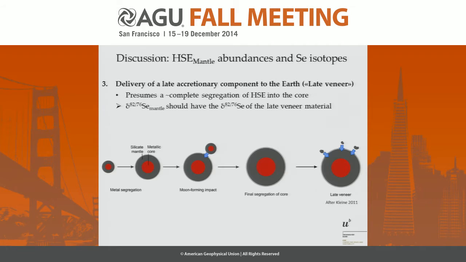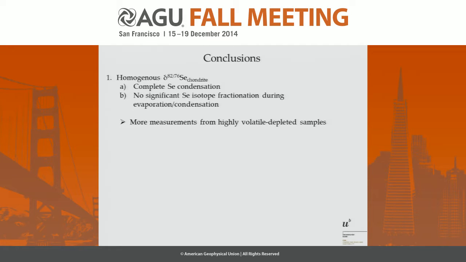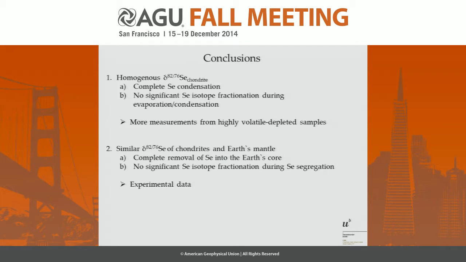This leads us to the conclusion. We observed a homogeneous selenium isotope composition for the chondrites. This could be explained either by a complete condensation of selenium from the solar nebula, or by not having any significant selenium isotope fractionation during an evaporation or condensation process. So we will make more measurements of selenium isotopes in highly volatile-depleted samples, for example from the moon.